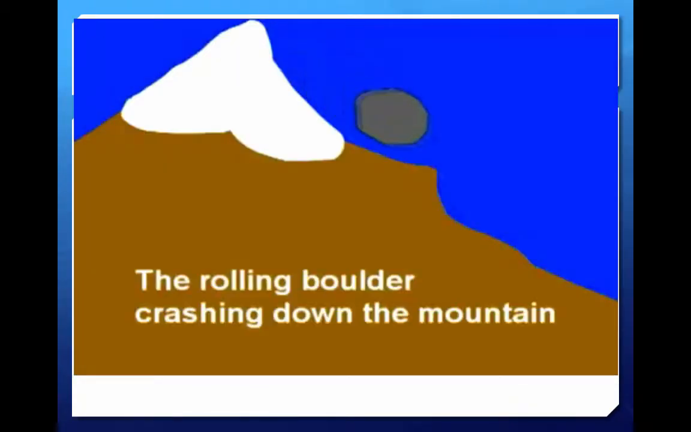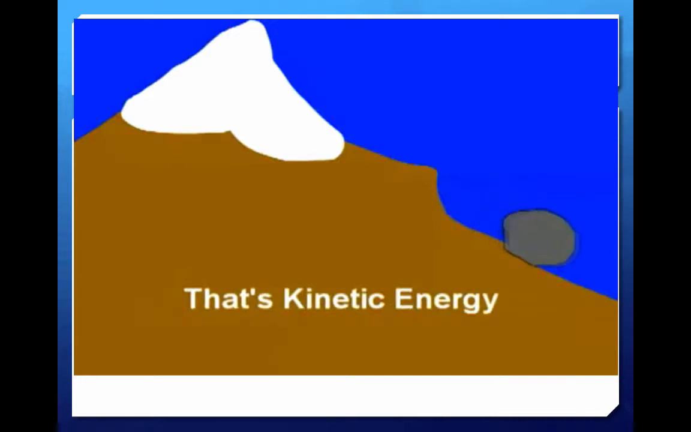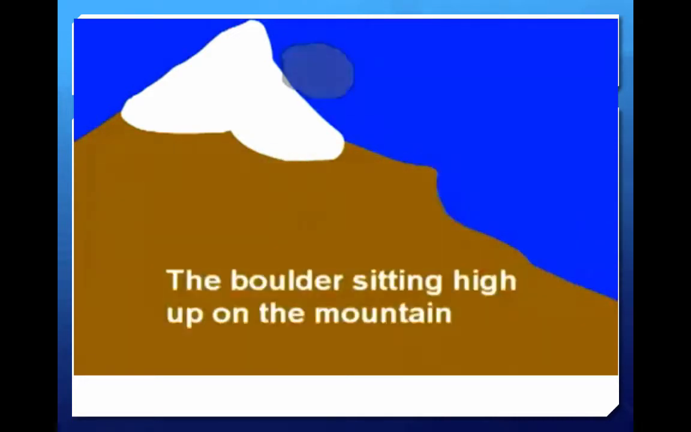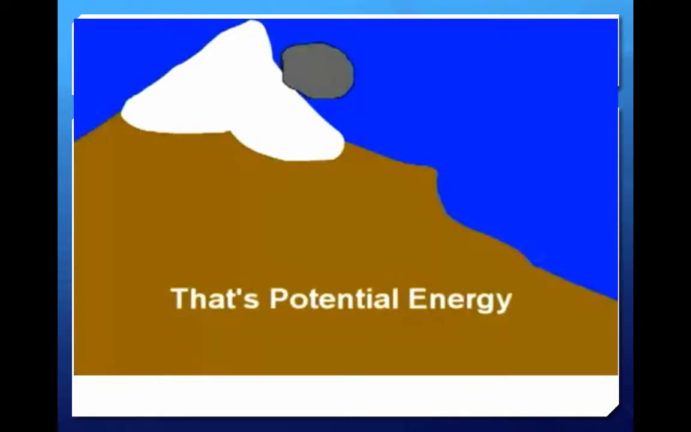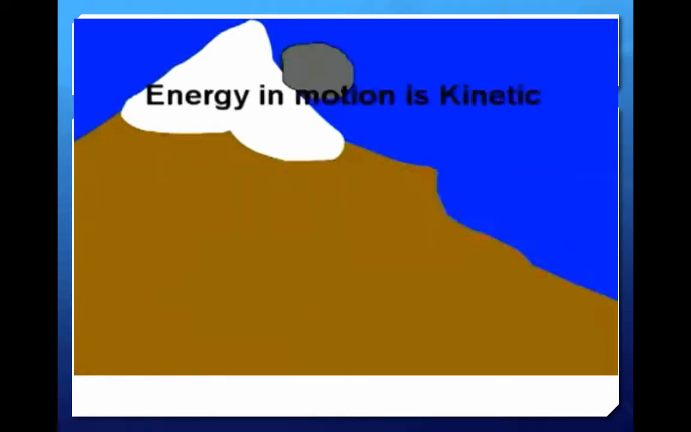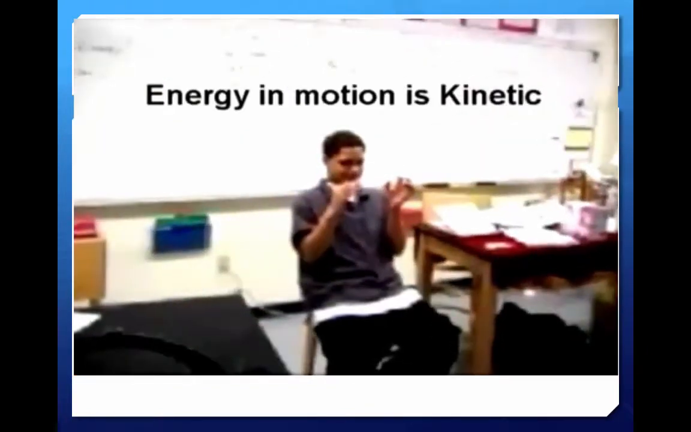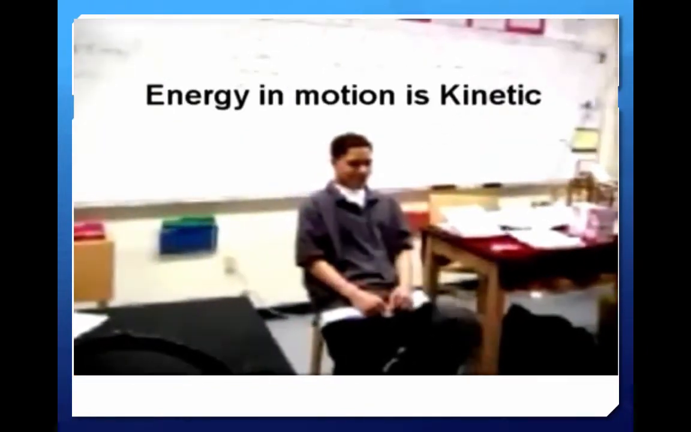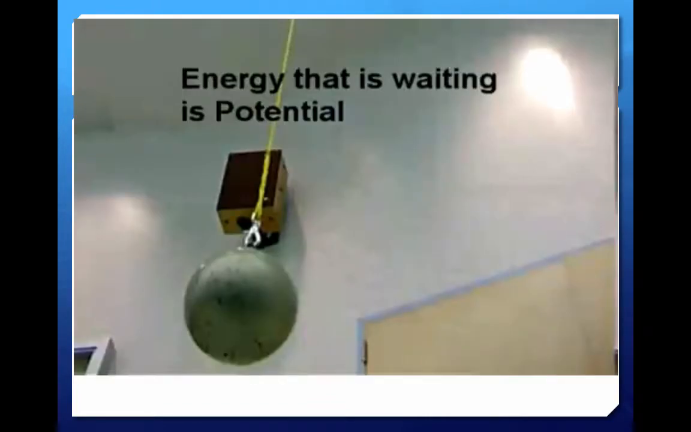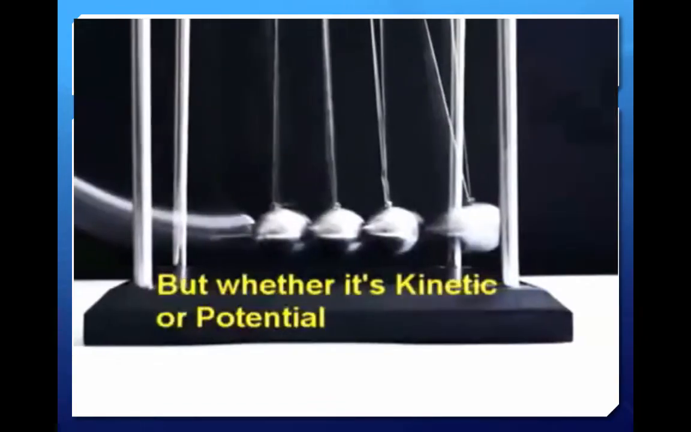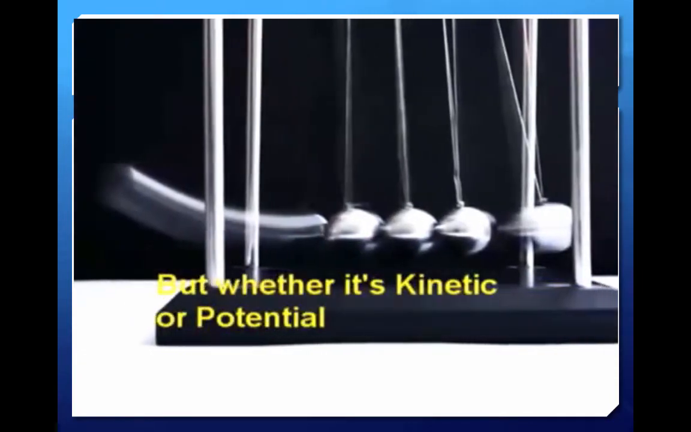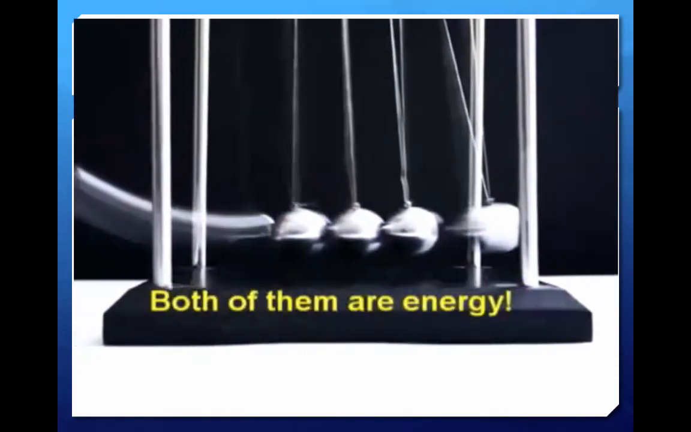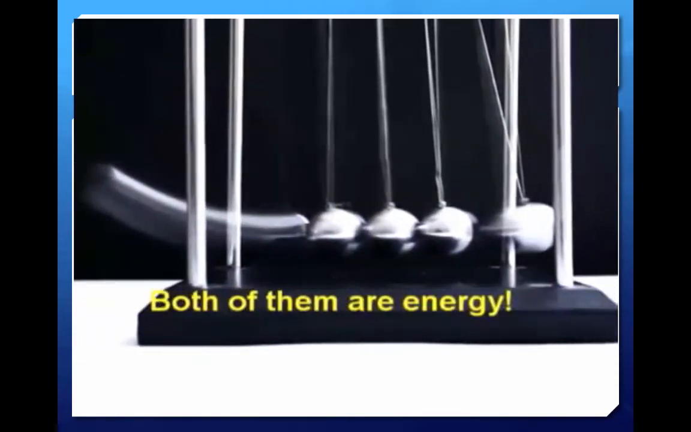The rolling boulder crashing down the mountain, that's kinetic energy. Kinetic. The boulder sitting high upon the mountain, that's potential energy. Potential. Energy in motion is kinetic. Energy that's waiting is potential. But whether it's kinetic or potential, both of them are energy.